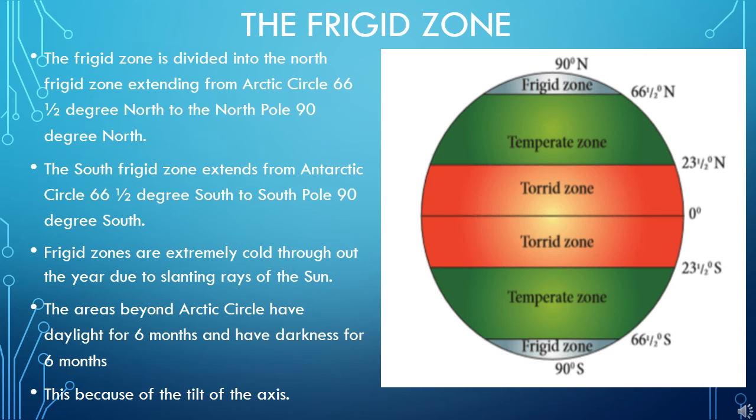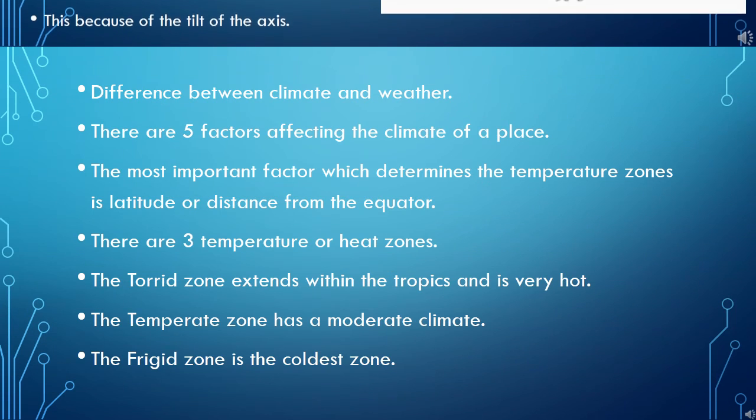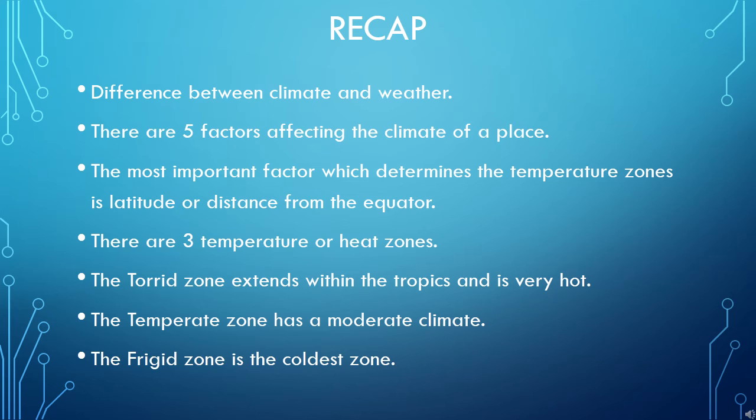Now let's recap the learning. Students, let's recap today's learning. We learnt about the difference between climate and weather. There are 5 factors affecting the climate of a place which we studied in detail. The most important factor which determines the temperature zones is latitude, or the distance from the equator. Then we studied about the 3 different temperature zones or the heat zones of the earth.